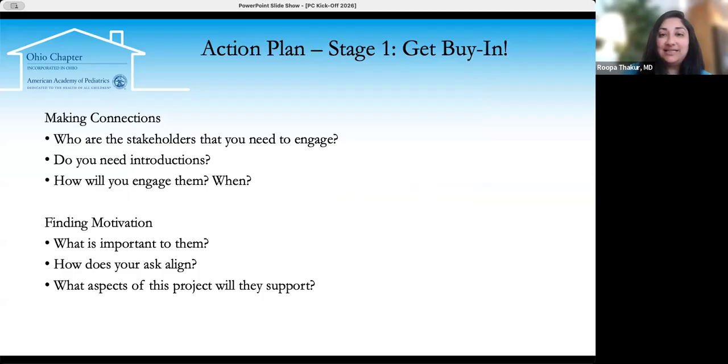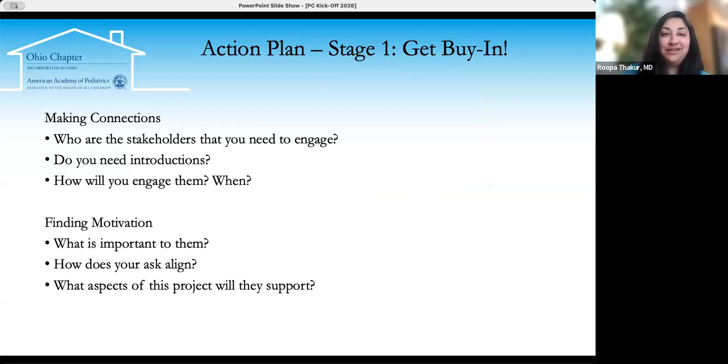So your immediate tasks are to fill out your baseline data collection forms, as well as to start thinking about getting some buy-in for your quality improvement initiative. So I hope you'll take a moment to think about who the stakeholders are that you need to engage. Your colleagues, your nurses, your leadership. Do you already have connections with those folks, or do you need introductions? And who could provide those introductions if you do need them? And how will you start that conversation?